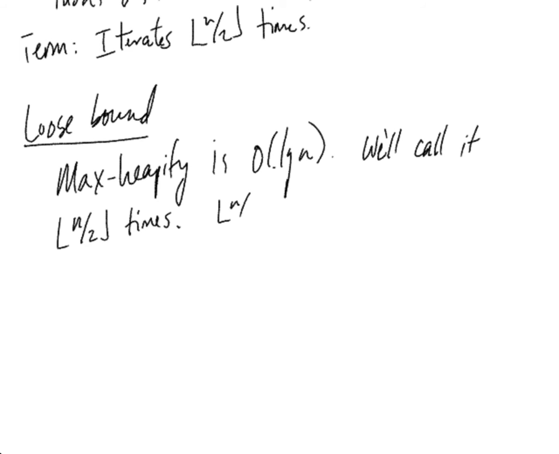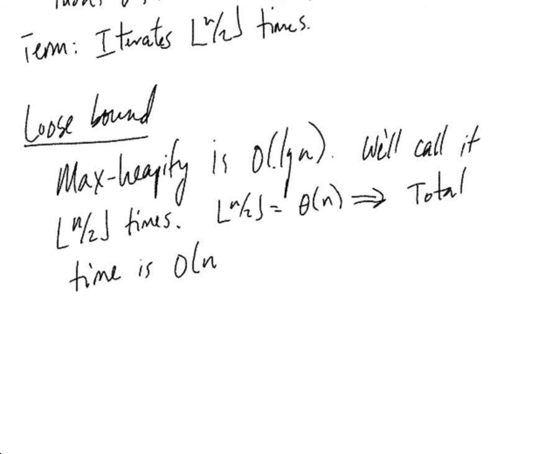Floor of n over 2 is big theta of n. We're throwing out the constant 1/2. Therefore, total time is order n log n.